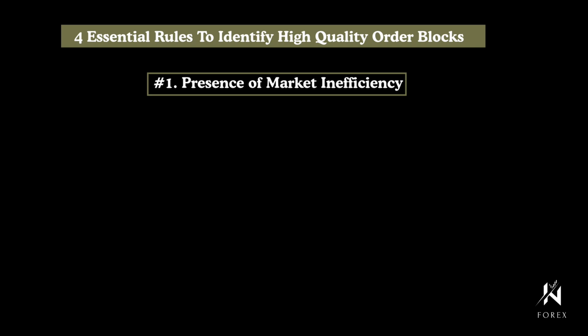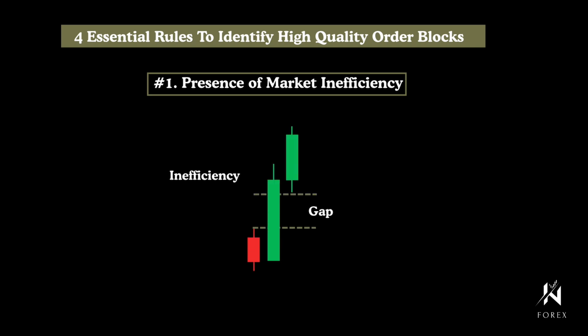A high-quality order block must leave behind a clear inefficiency, an imbalance between buying and selling activity. Inefficiency typically appears as a gap between candles, indicating a rapid price move where the market failed to fully trade both sides, buyers and sellers. Efficient moves are marked by smooth, overlapping candles without gaps. Inefficient moves, in contrast, feature gaps or imbalanced price action, which often get revisited for price correction. A valid order block should leave behind such inefficiencies to suggest potential for price mitigation.